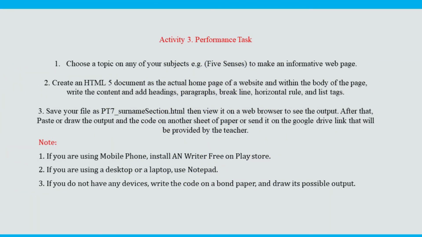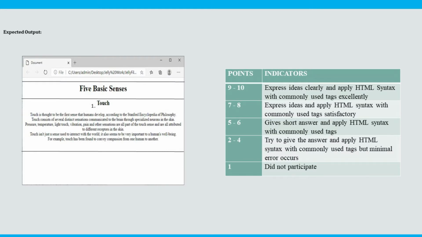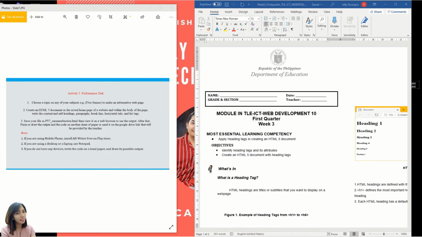For Activity 3, I will demonstrate to you how you are going to do it. For our demonstration, I will demonstrate how you are going to do your Activity 3 performance task. So the instructions are as follows. Choose a topic on any of your subjects, for example science, to make an informative web page. So here I will be using the content of the TLE module.